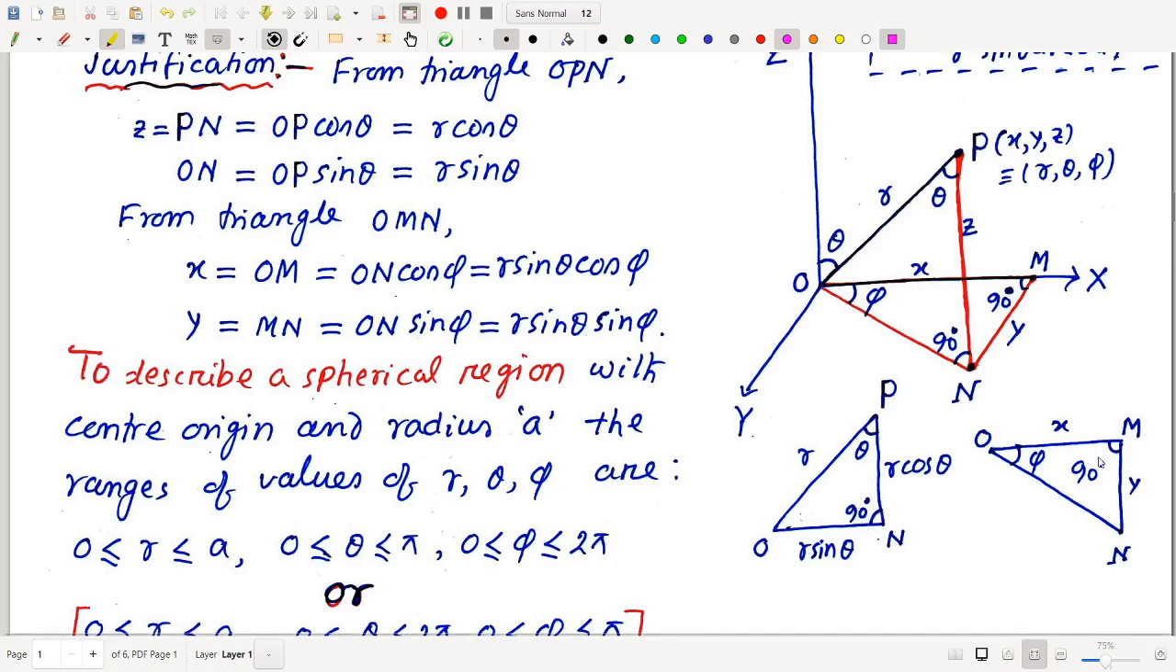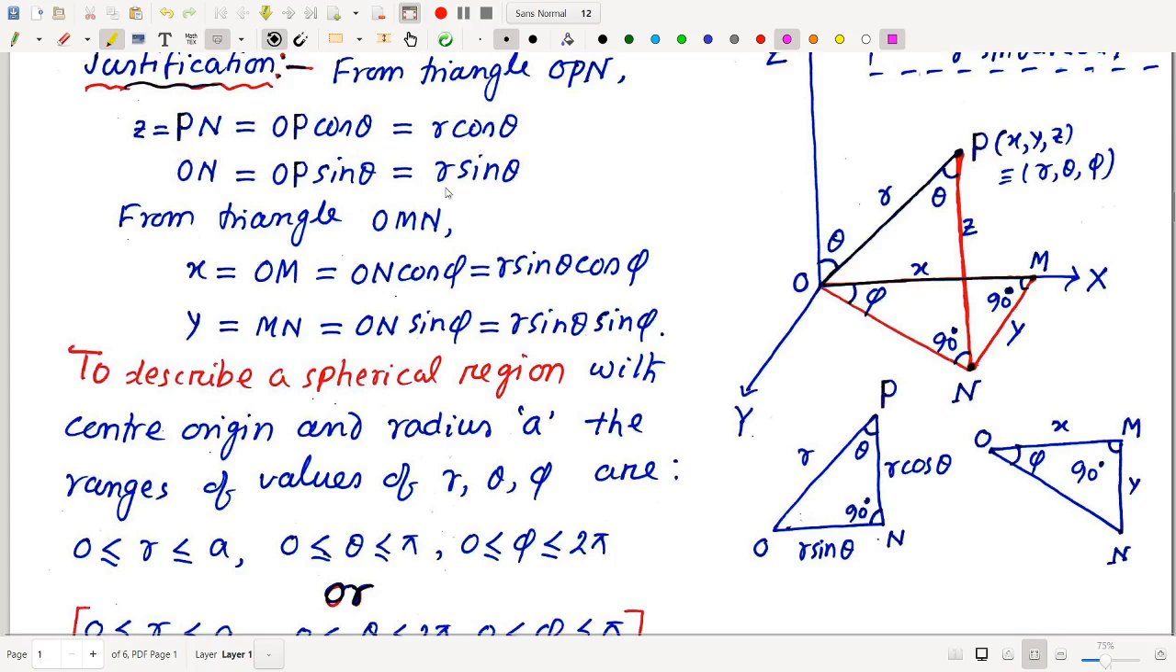And then from this triangle we get, this is the angle phi, so OM is adjacent to phi. So x equal to ON cos phi, and MN means y equal to ON sin phi, opposite. So what we have written, z equal to PN. PN is OP cos theta from this triangle. OP cos theta means R cos theta. So z is R cos theta.